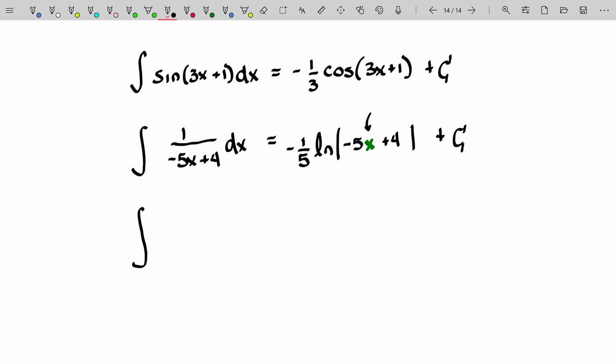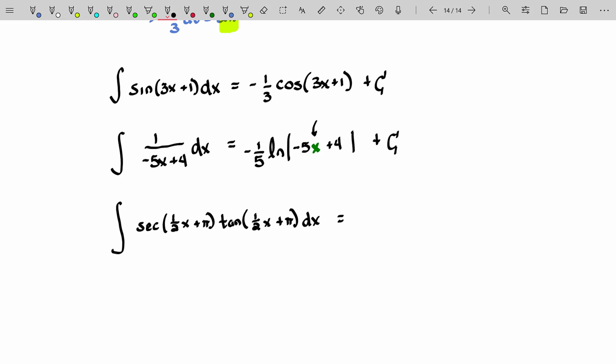Let's suppose that we have the integral of the secant of 1/2 x plus pi times tangent of 1/2 x plus pi dx. Now we happen to know the antiderivative of secant of an argument times tangent of an argument is actually the secant. The derivative of the secant is the secant tangent. So we know that this should come out to be something like the secant of that argument, 1/2 x plus pi. Kind of an important note here is that the arguments for this specific case have to be identical, right? That should make sense to you.